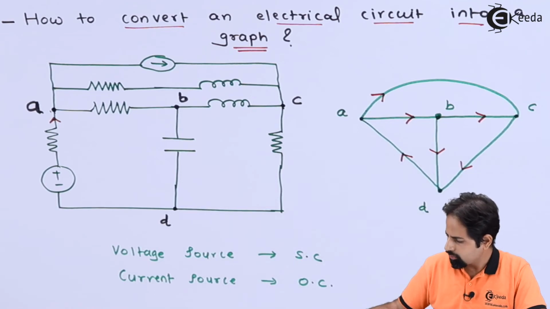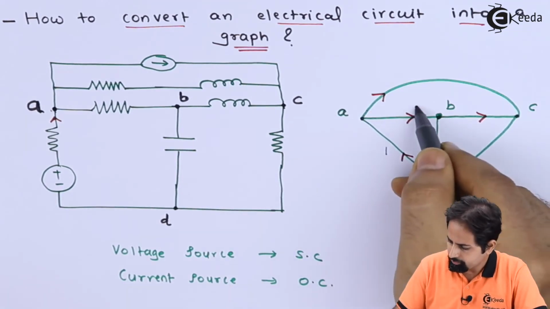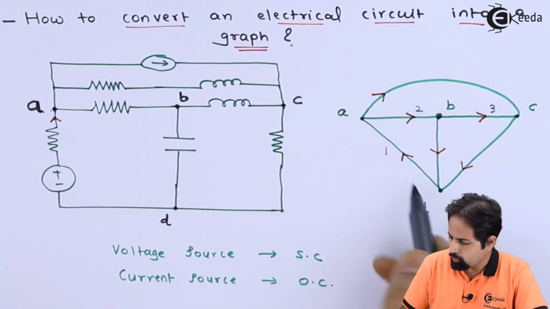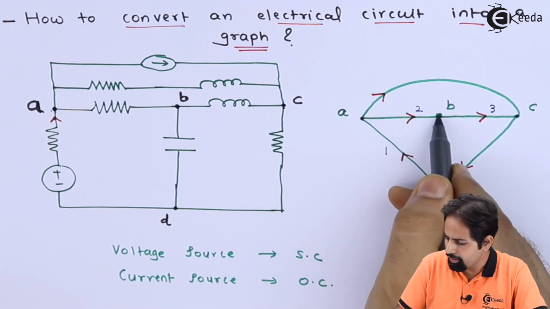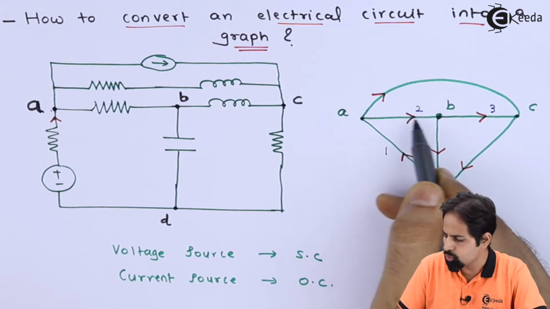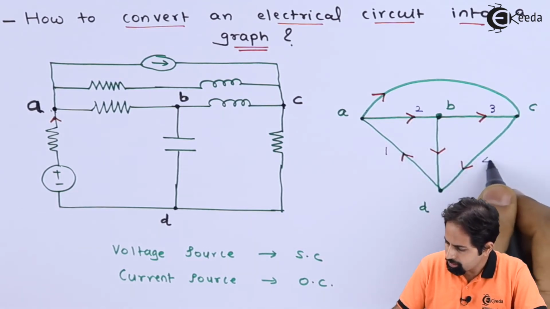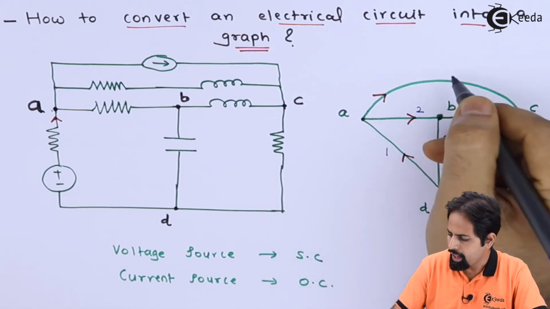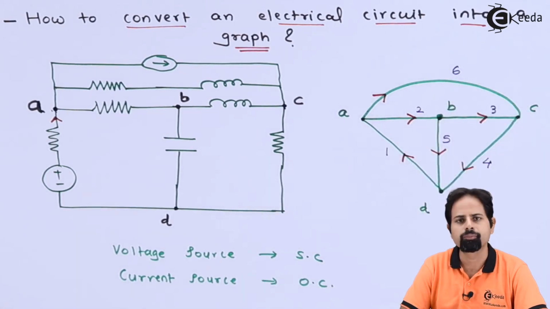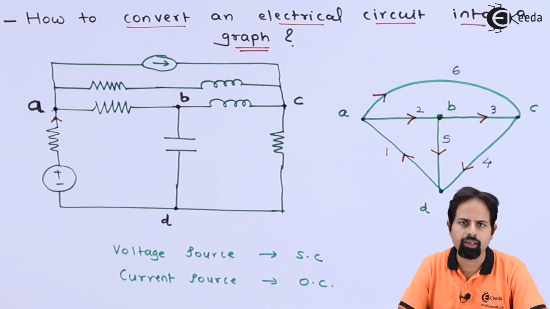So right now I can call this as 1, 2, 3. 1 means between D to A, the branch is called as 1. Between A to B I am going to call as 2, 3. Then this is called as 4. 5 means between B and D, and this one is called as 6. So this completes our graph.